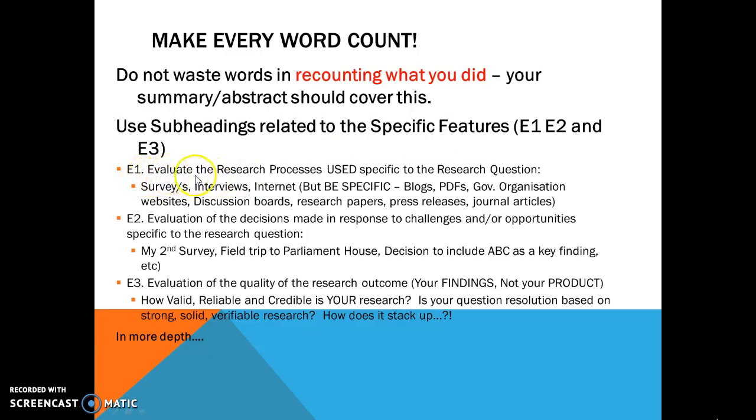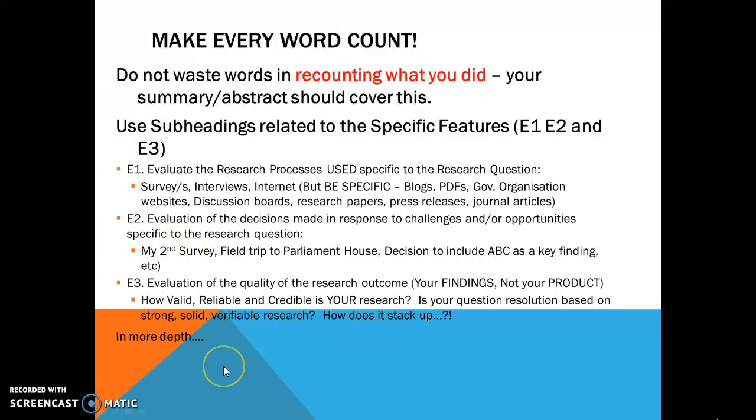So for E1, we're looking at evaluating the research processes used specific to the research question. There is absolutely no point whatsoever in telling me why you chose not to interview anyone, because it's not a process that you used. Only talk about the processes that you actually used. So things like surveys, interviews, internet. If you're going to talk about the internet, please make sure you are very specific and you discuss, for example, the use of blogs, the use of PDFs, the use of government organisation websites. You need to be specific. Do not just use the internet as a whole interchangeable type of source.